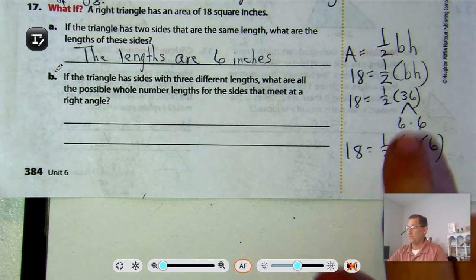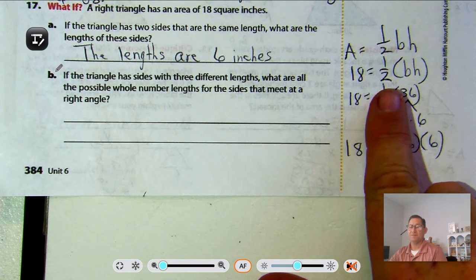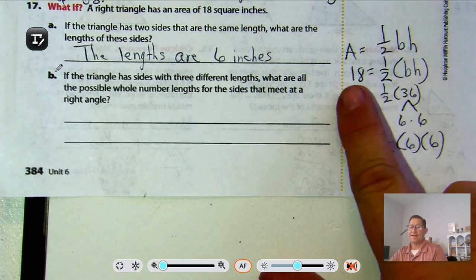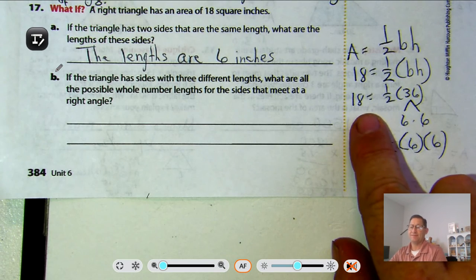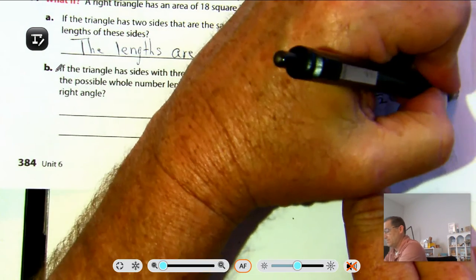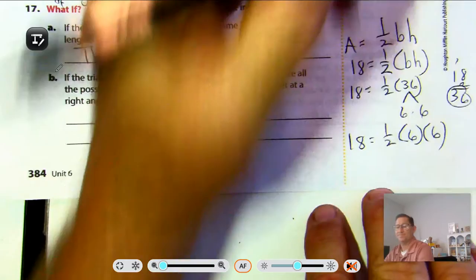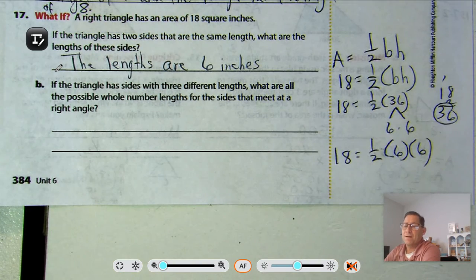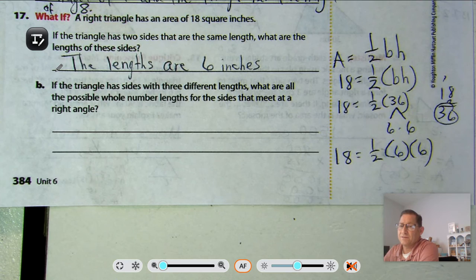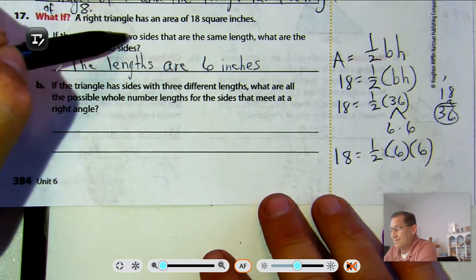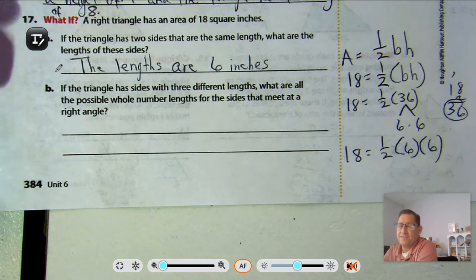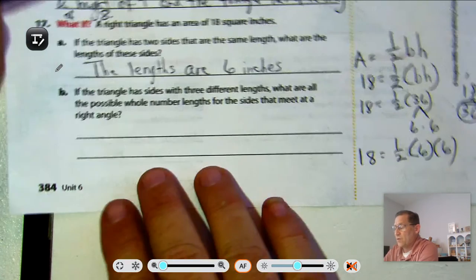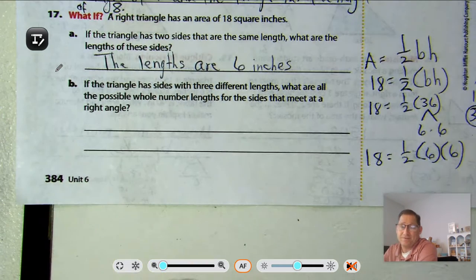How did we know that? Again, 18 equals half the base times the height. Well, the 18 is a result of taking half of something. So isn't that the same as doubling the 18? And 18 times 2 is 36. That's the product of the base and the height: 36. And they told us in the question that the sides have the same length. Well, there's only one number that when multiplied by itself gives us 36: 6.